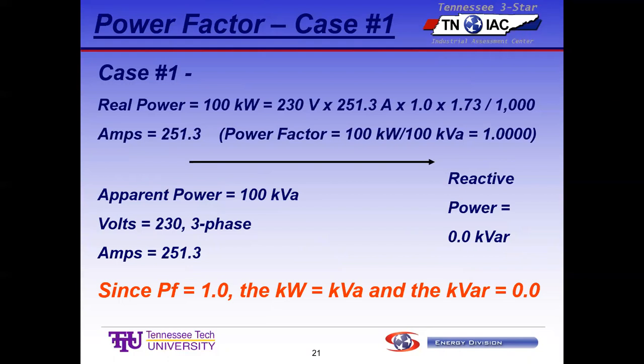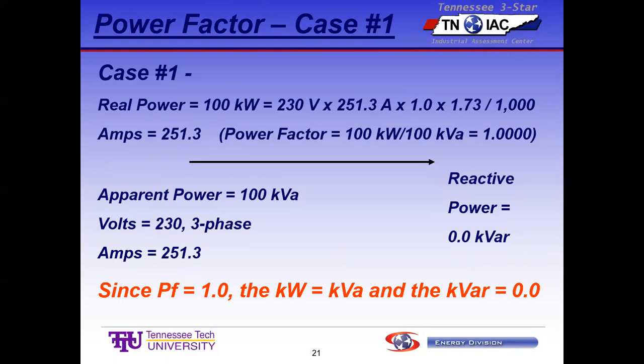The power factor is 1, and the square root of 3 is the square root of 3. So I just solved this equation for the current, and it comes out 251.3 amps is what it takes to supply this 100 kW with a power factor of 1.